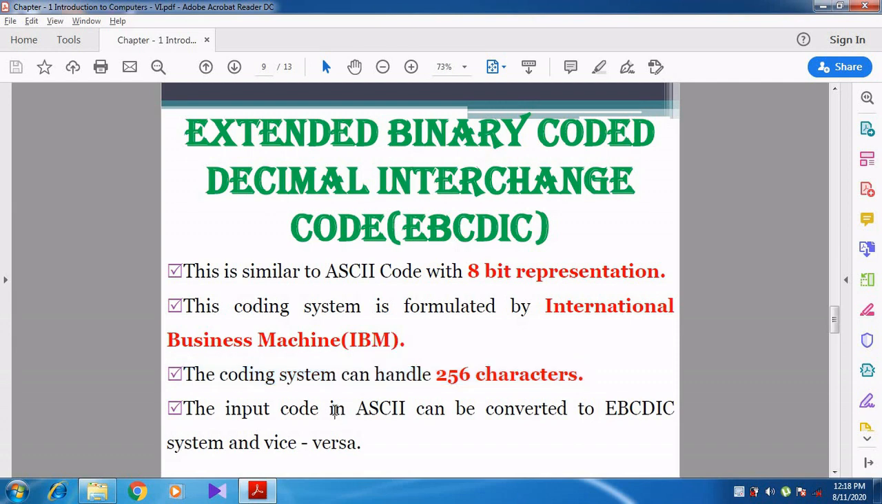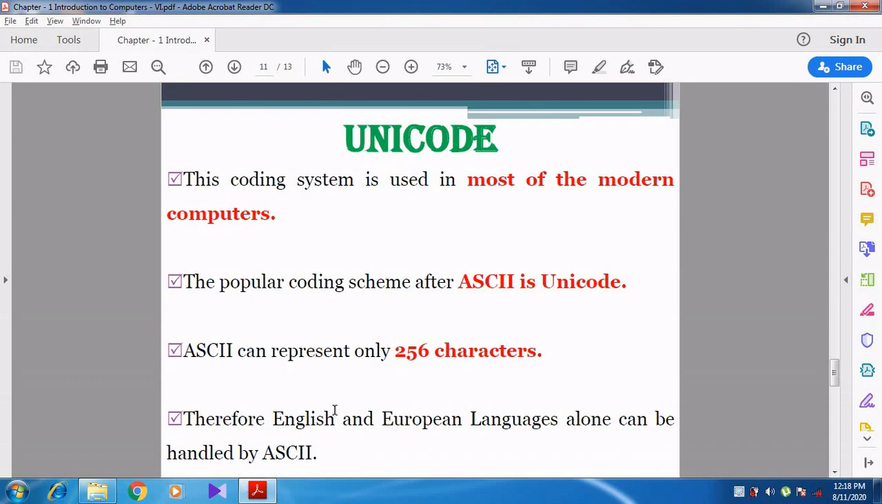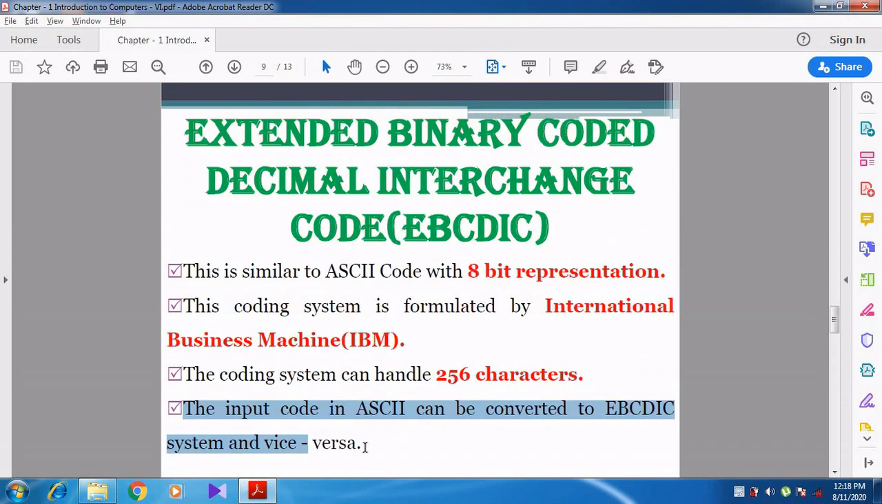The input code in ASCII can be converted to the EBCDIC system and vice versa. So ASCII can be converted to EBCDIC, as well as EBCDIC code can be converted to ASCII, because both of them can handle 256 characters, that is 2 power 8. This is similar to ASCII code. Right? It was developed by IBM, International Business Machines.